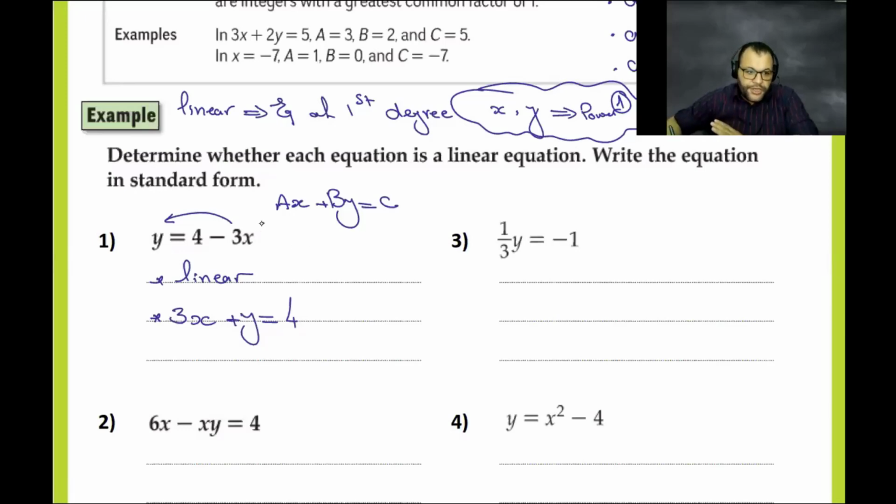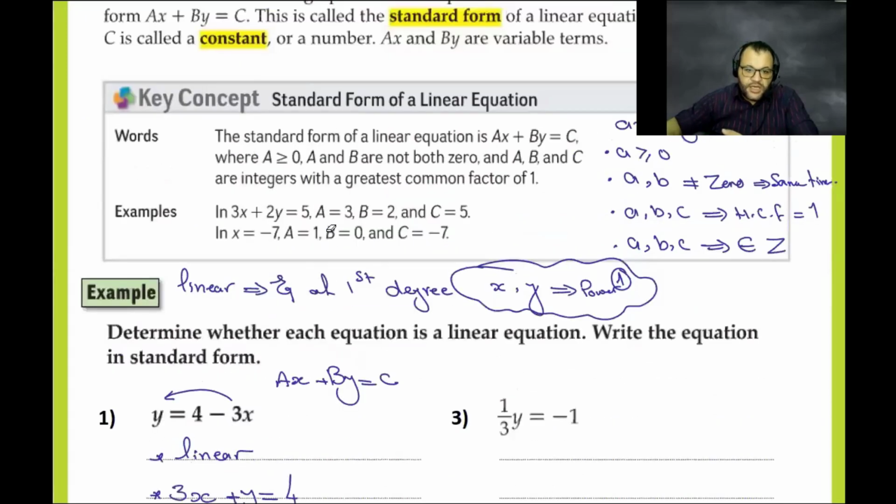Okay. X and y to the power 1. There is no power written here. It means x is to the power 1, and y here is also to the power 1 because there is no power. So that's linear. Step number 2, we need to write in a standard form. What is the standard form? That is the standard form.